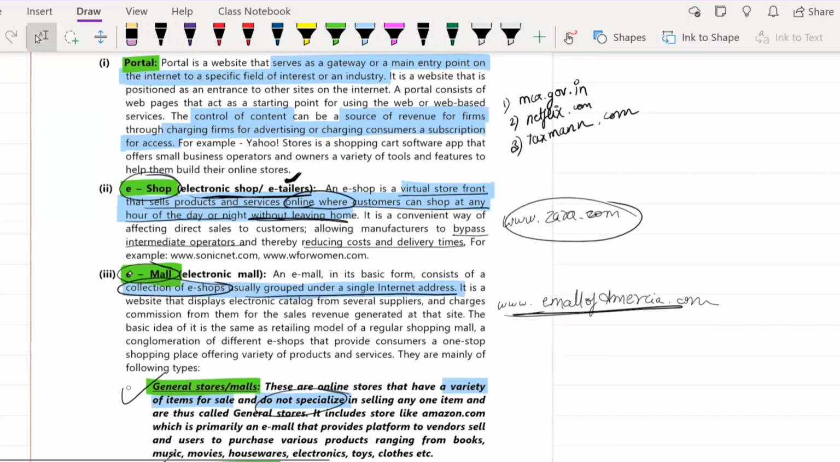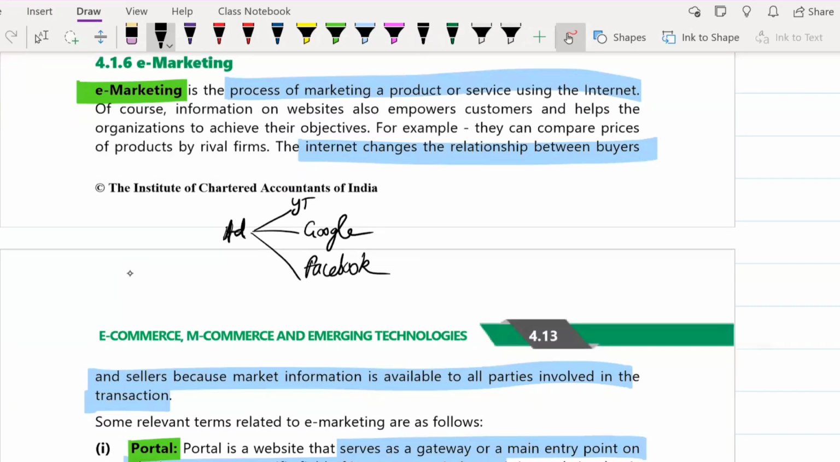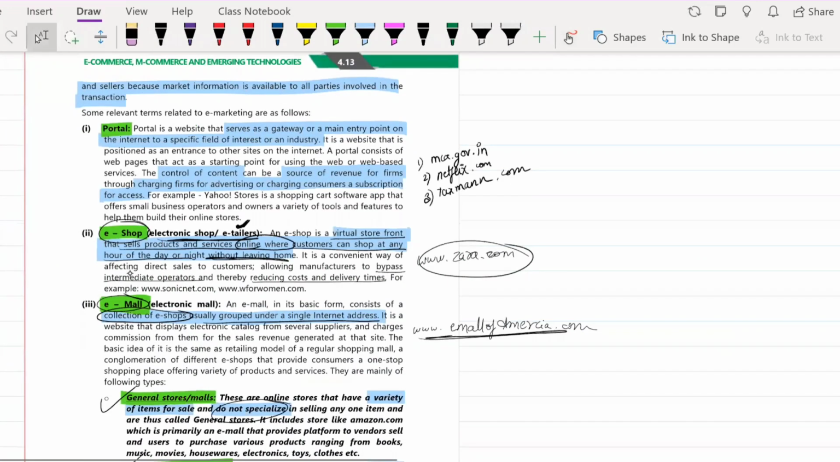And then finally, you have e-marketing. E-marketing is nothing but doing marketing via electronic means. It is the promotion of a product or service using the internet. Suppose you run ads on YouTube, Google or Facebook, then that is a form of e-marketing. And then one final thing under this is the portal.